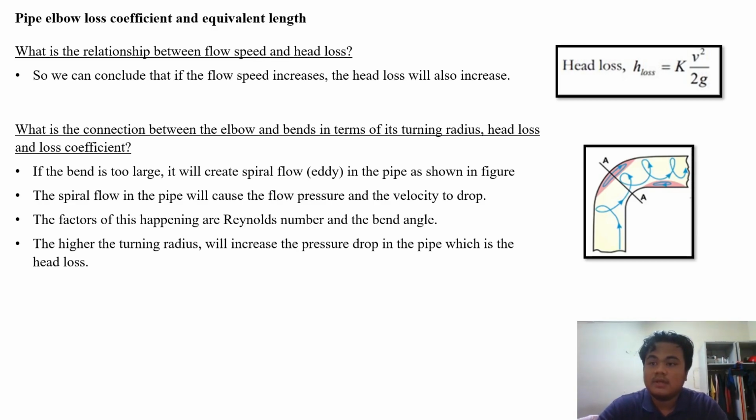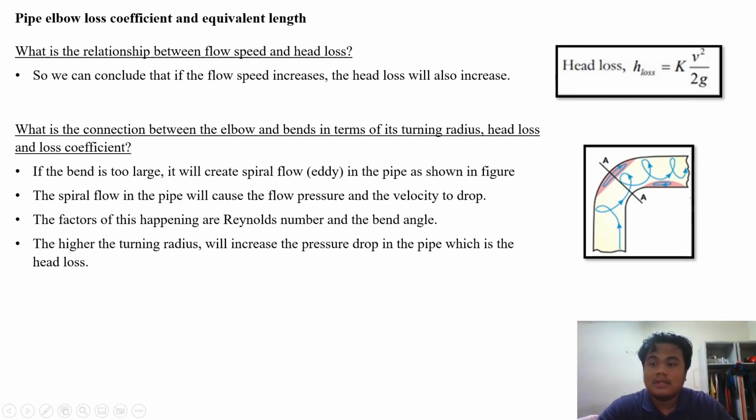The next question is, what is the connection between elbow and bend in terms of their turning radius, head loss and loss coefficient? To answer this question, we need to know what happens when water flows through a bend or elbow in the pipe. When water flows through a bend or elbow, it creates pressure loss because of friction and momentum change.